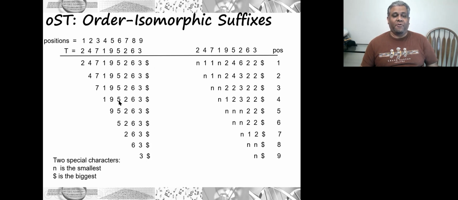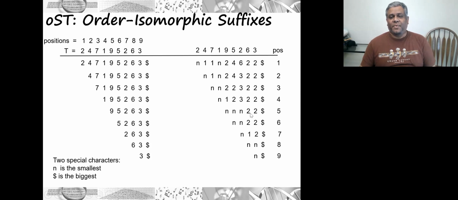So if I take this suffix 195263, that's the pred encoding N, 1, 2, 3, 2, 2. Why? Because 1 does not have a predecessor. Fine. 9's predecessor is one step back, which is 1. 5's predecessor is also one step back, so 2. 2's predecessor is also one step back, so 3. 6 has many things which are smaller than it, 2, 5, 1, but the closest is 5, so it's 2 steps back, so this is 2. And 3's predecessor is 2, so it's again 2. So that's what these are, okay.